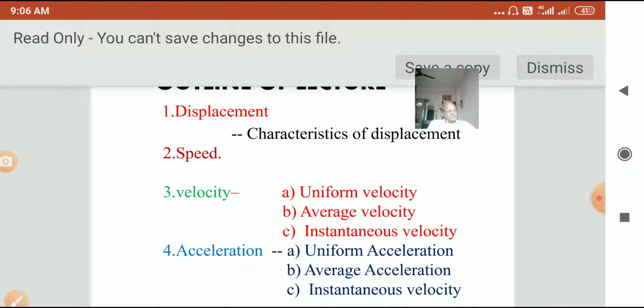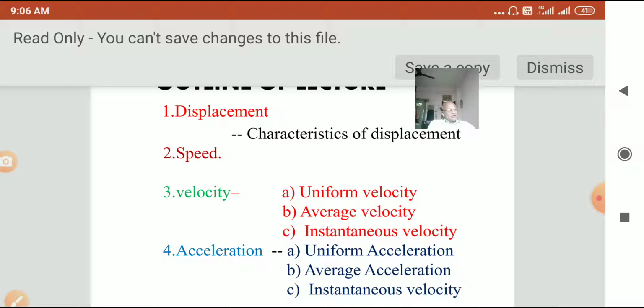Now the second short article is inertia. The tendency of a body by virtue of which the body maintains its state, either rest or uniform motion, we call this inertia. As mass of the body increases, inertia of the body also increases. CGS unit is gram and SI unit is kg.